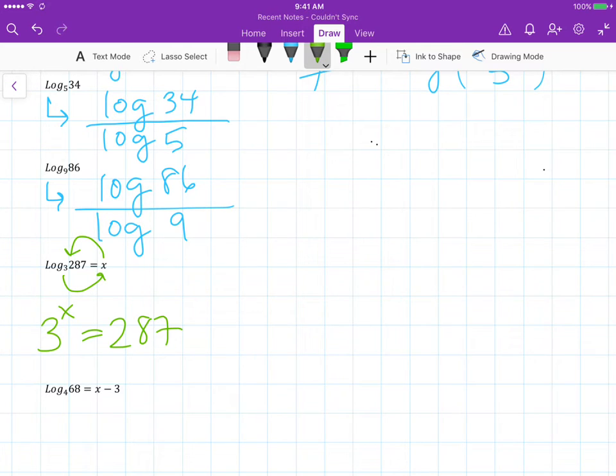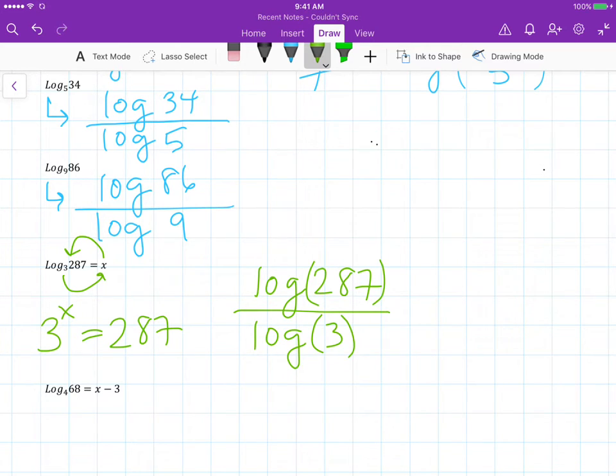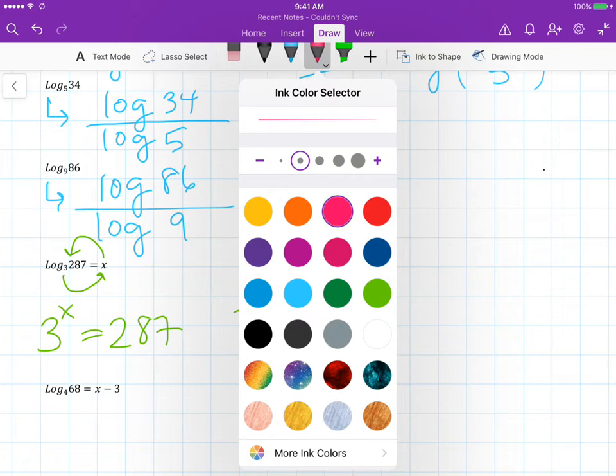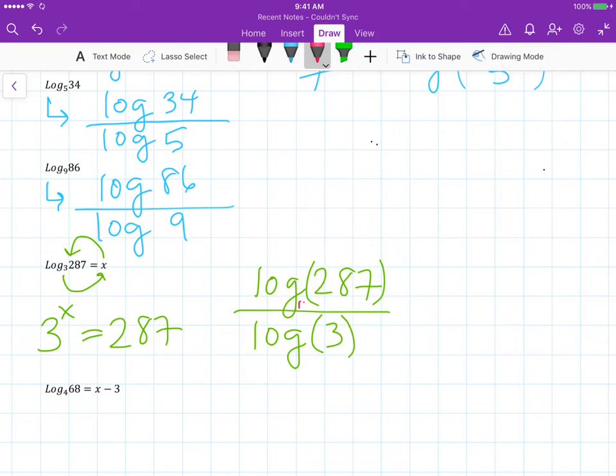So I could say, well, this is the same thing as saying log of 287 divided by the log of 3. Now I've changed both of these into base 10. Remember that when it's base 10, we don't actually even write it, but there is a 10 here and here. And now I can use my calculator to actually estimate this value of log of 287 divided by log of 3. Let's go ahead and do that.